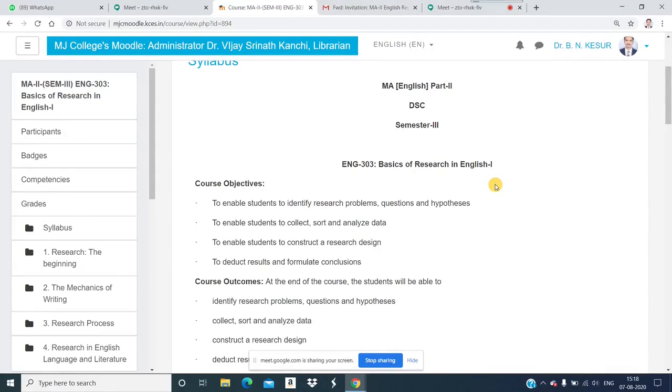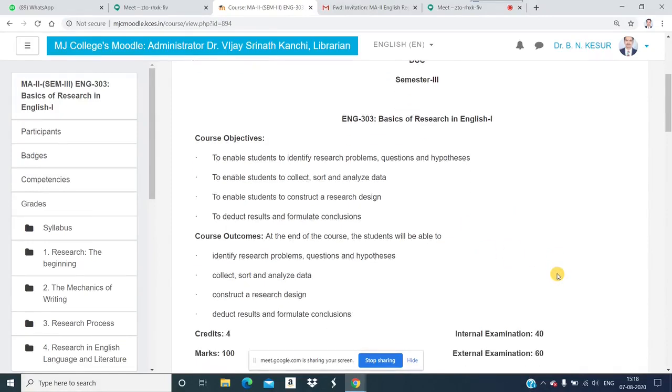And in the course outcomes, we have mentioned that at the end of the course, the students will be able to identify research problems, questions, and hypotheses. The students will be able to collect, sort, and analyze the data. The students will be able to construct a research design, deduce results, and formulate conclusions.